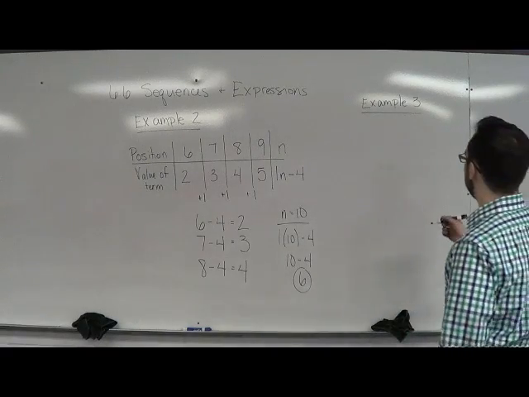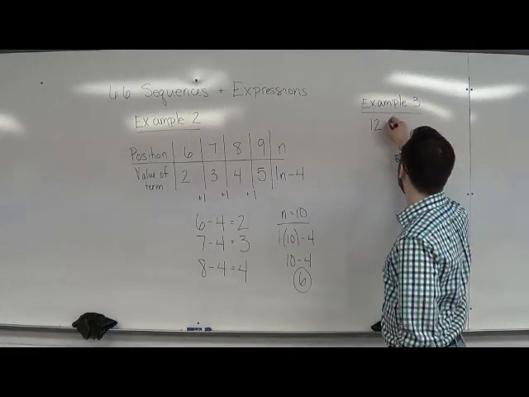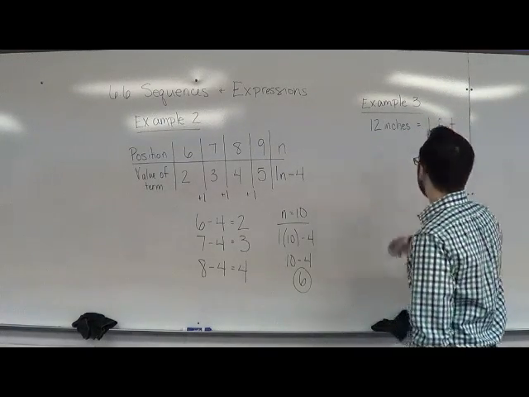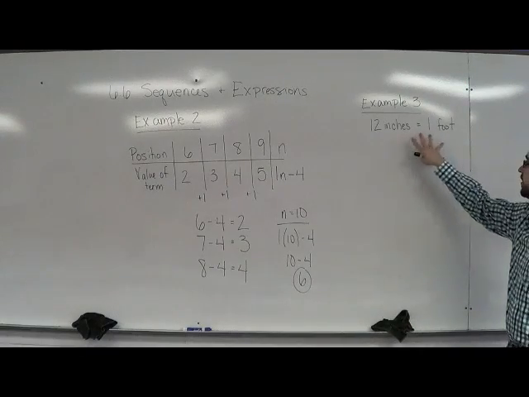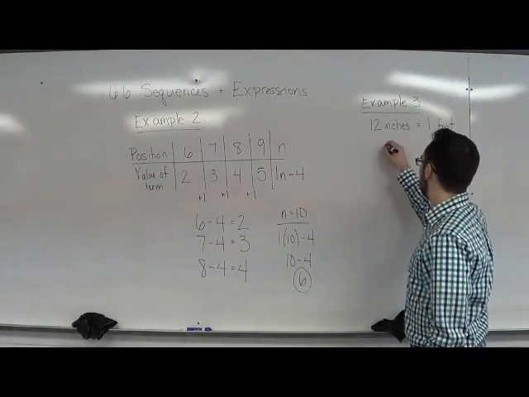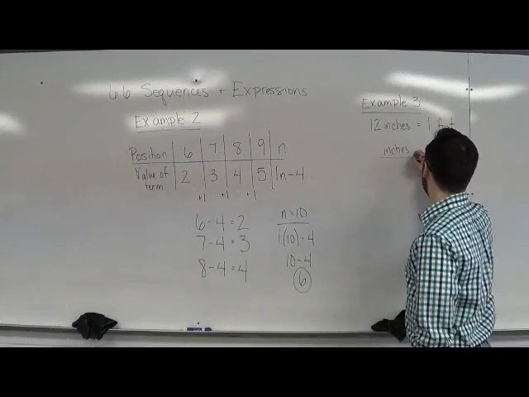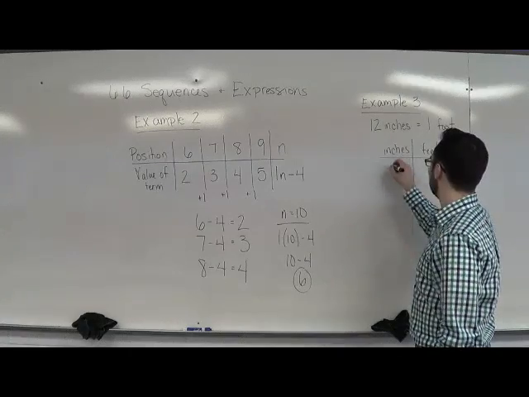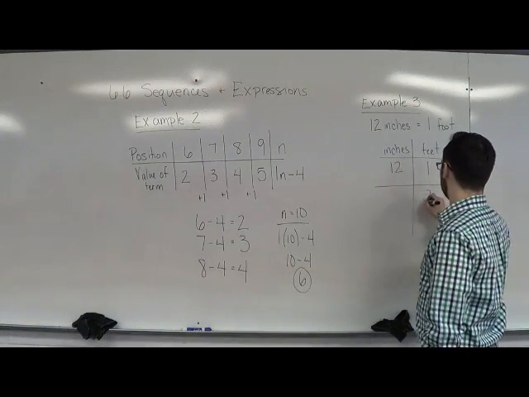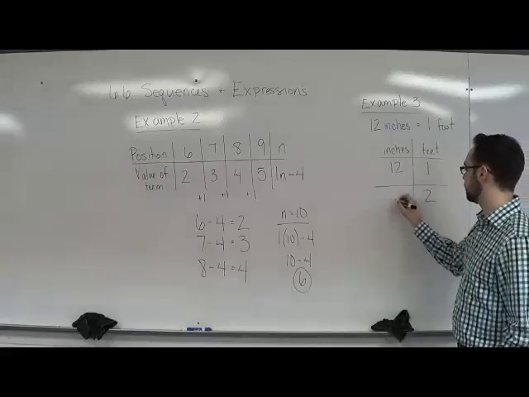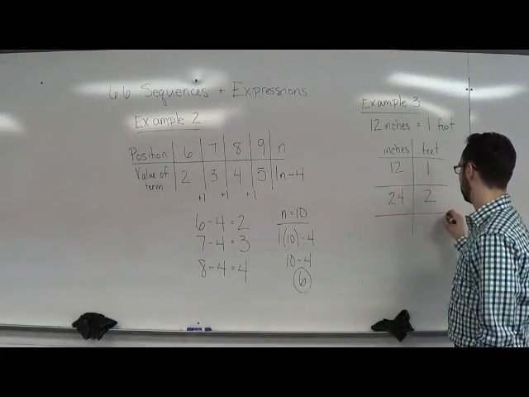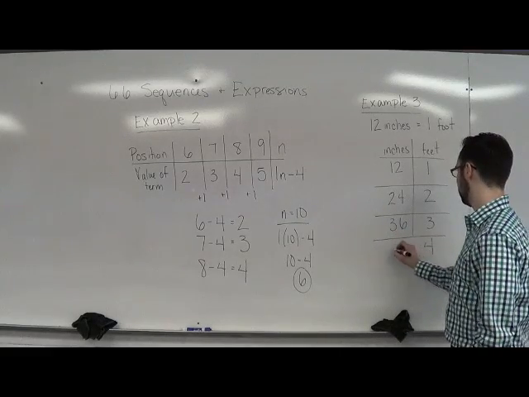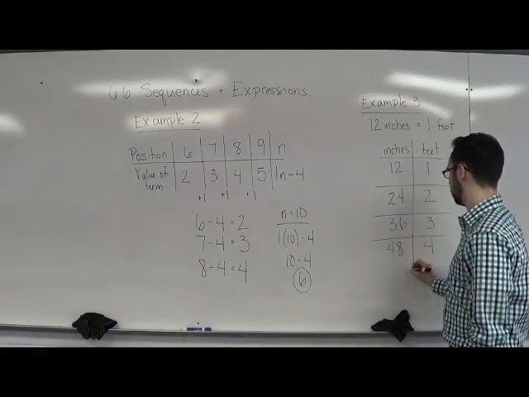Okay, so they want us to make a table. It says 12 inches equals 1 foot. They want us to make a table relating the number of feet to the number of inches. So all that wants is we have inches, and then we have how many feet. So again, 1 foot gives us 12 inches. 2 feet, how many inches? 24 inches. 3 feet, 36 inches. 4 feet, 48 inches, so on and so forth.